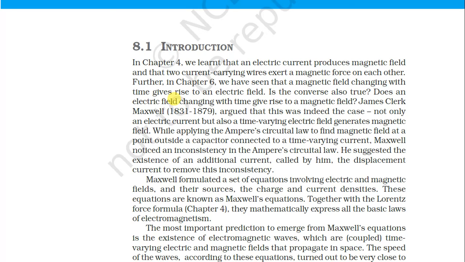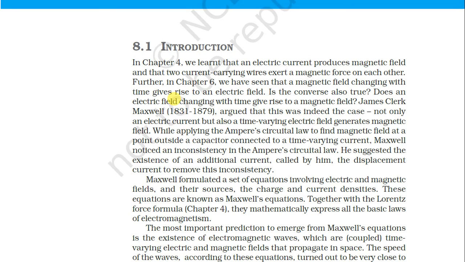It means whenever a current is passing through a conductor, at that time a magnetic field will be generated. And another thing is that when the magnetic field changes with time, it gives rise to an electric field. So does an electric field changing with time give rise to a magnetic field? James Clerk Maxwell argued that this was indeed the case. Not only an electric current but also a time varying electric field generates a magnetic field.